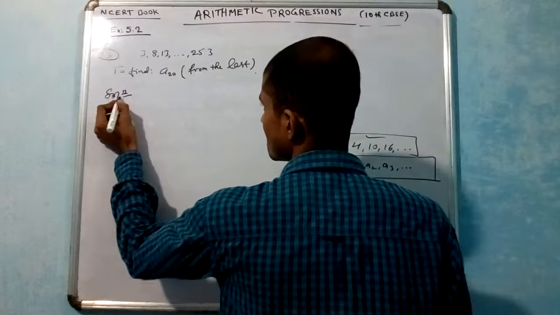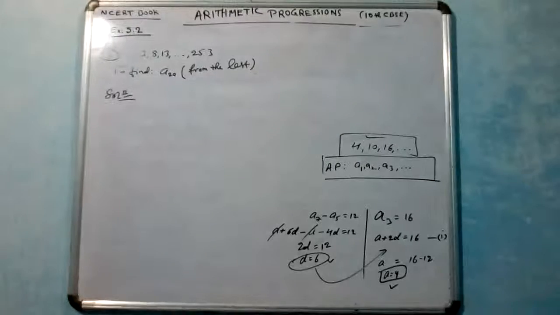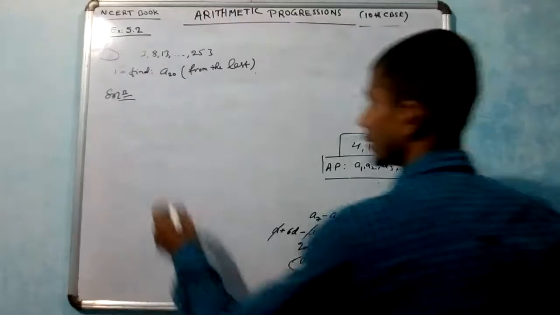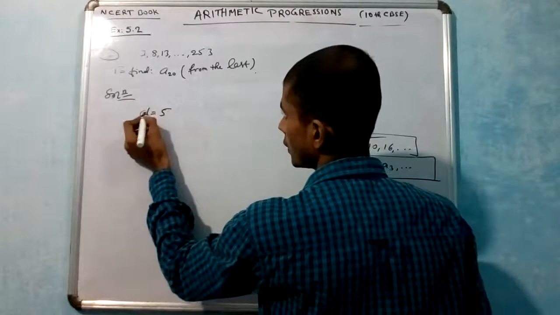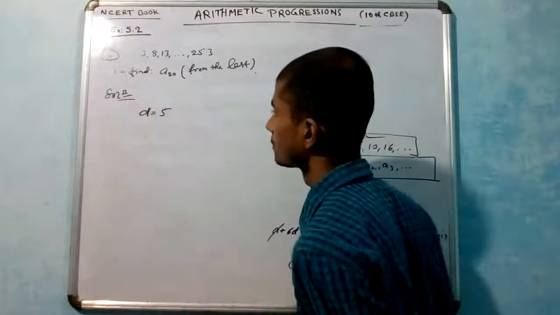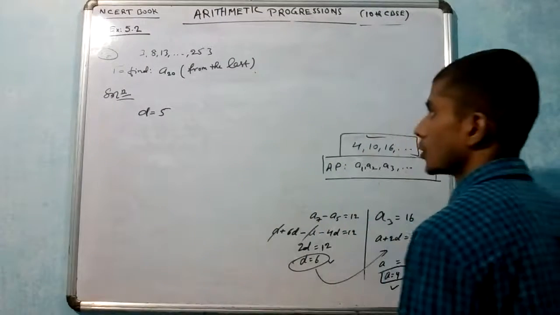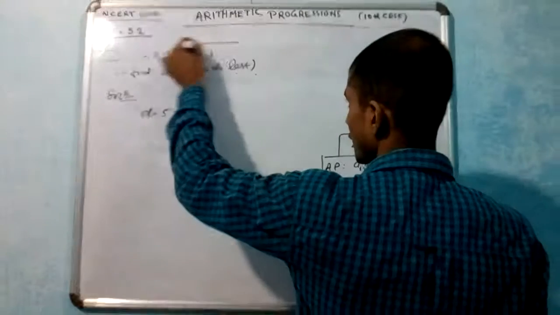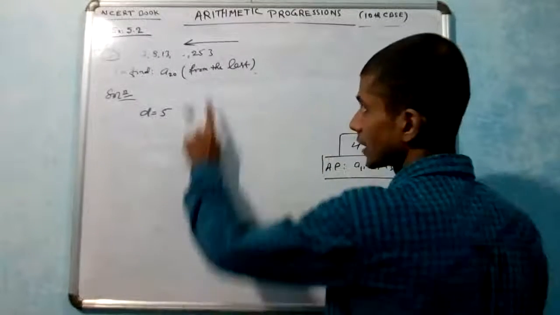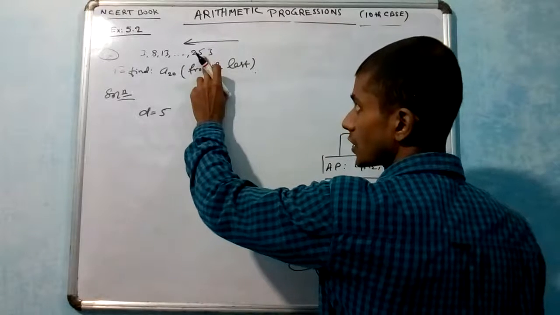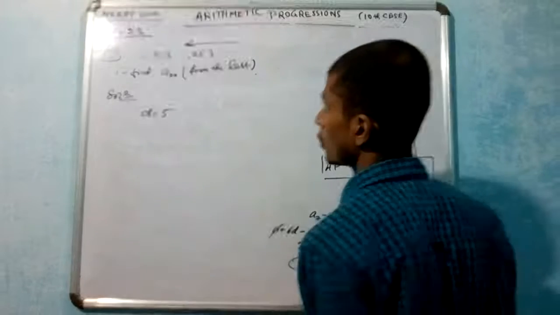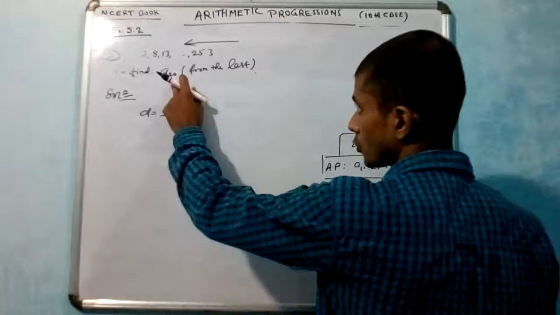How to find the 20th term from the last? Tell me the common difference. Fine. The common difference will be 8 minus 3, that is 5. D is 5. So if you want to move from the back side, if you consider this as the first term, then easily we can find the A20, the 20th term.